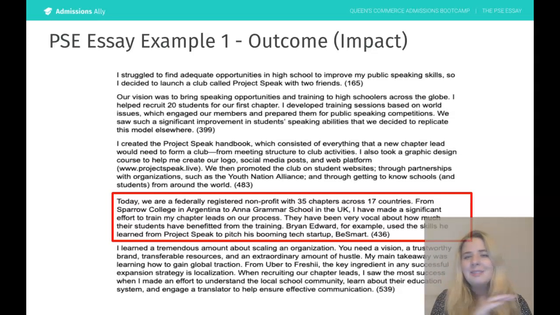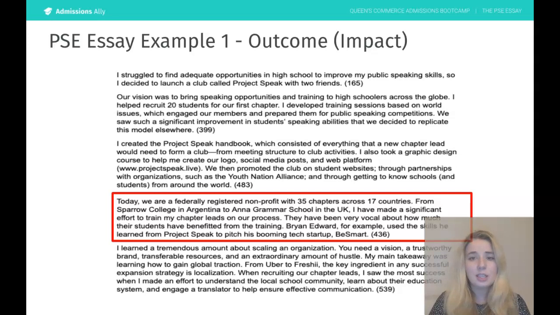Notice here, it doesn't mention anything about what it's given this particular individual. It's about outward, what they've done for others. They have been very vocal about how much they have benefited, and Brian Edward, for example, used the skills in the Learn Speak project to pitch his booming tech startup, Be Smart. So this is mentioning a specific example.